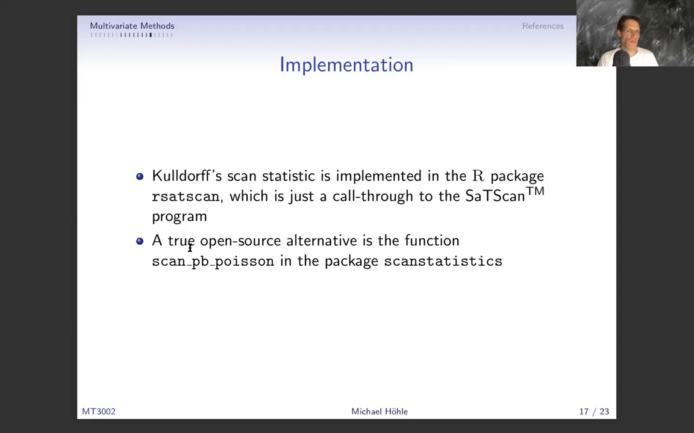But there's also what I would call a true open source alternative, where you can really access the code, which is based on efficient data.table and Rcpp in parts, and this was part of licentiate work by a former PhD student here, whom I was partly supervising, Benjamin Allévius. And as part of his licentiate work, he has written a package, scan_statistics, which implements several different space-time detection programs, and the scan_pb_poisson function is the one implementing the prospective SaTScan detection algorithm.